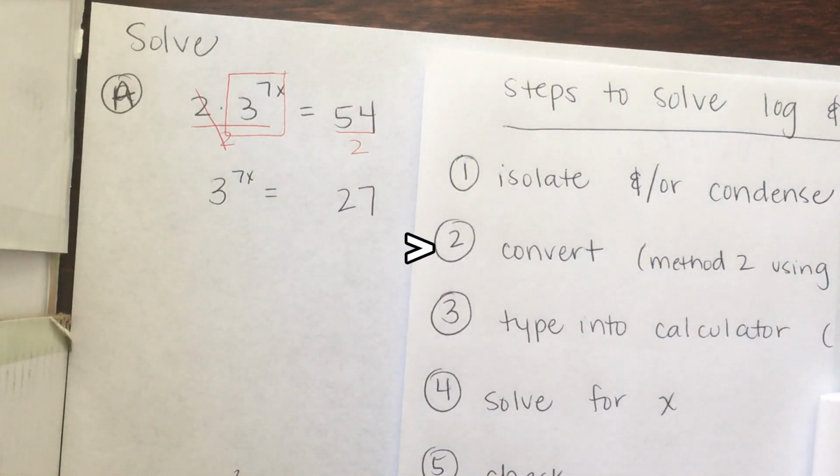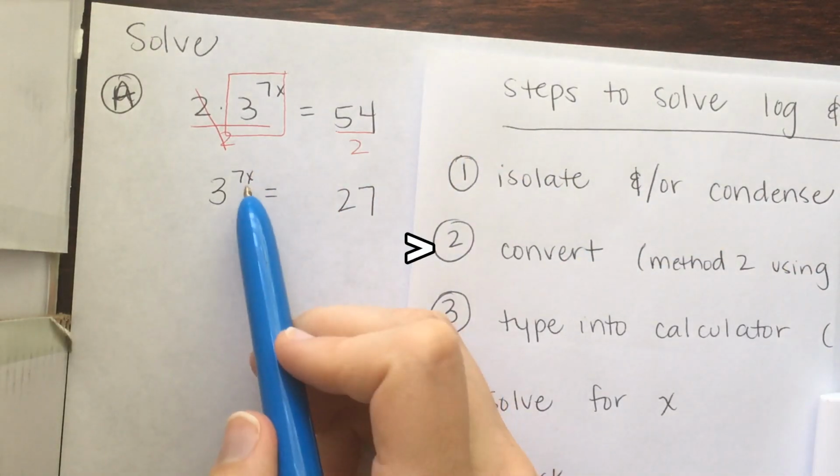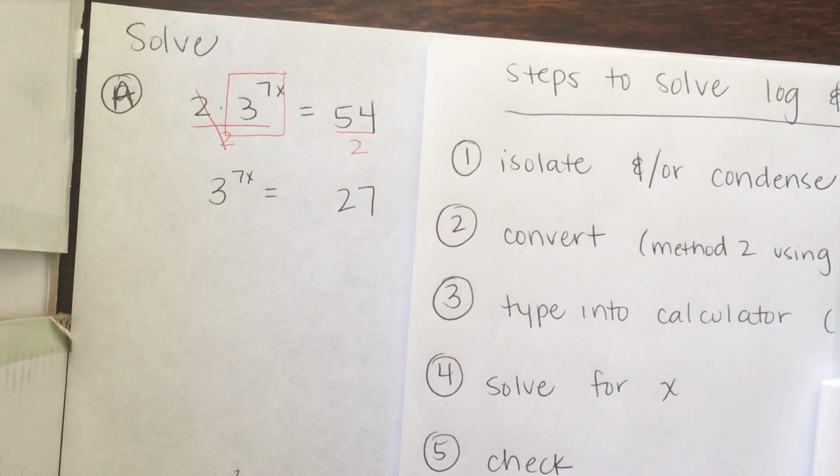All right, next we need to convert because our x is in the exponent spot. So the only way for me to solve for x is to move it out of the exponent. And so the way to move it out of the exponent is to convert. You can convert using either of the methods I've shown you before. I'm going to use method 2 because it's going to help us a lot in our next video.